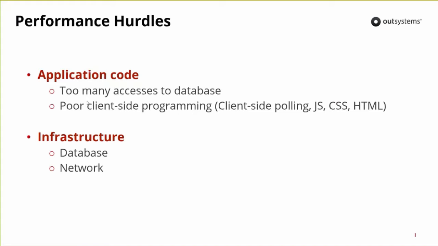Very often, the database or the network is pointed out as the cause for the poor performance. But when there is client-side polling involved, usually the culprit is the number of times an operation is being invoked on the server side, which in turn can execute a high number of database operations.